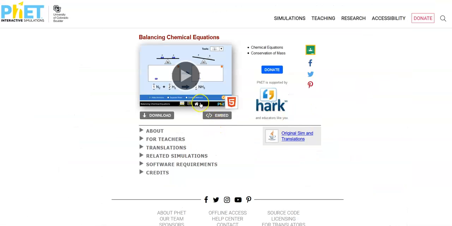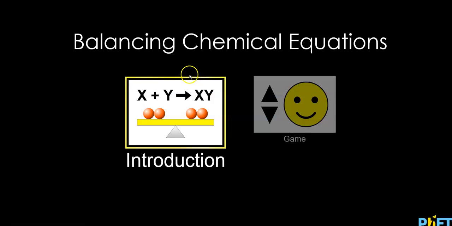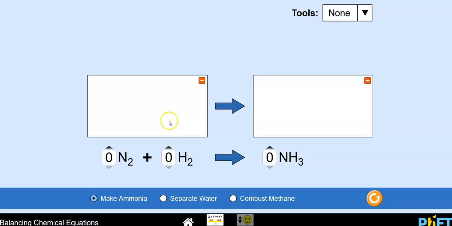This is something people maybe struggle with sometimes, and I think the visualization in the simulation might be able to help out. So entering the balancing chemical equations simulation, we see a couple of choices, an introduction and a game. Let's go into the introduction first. Right here we've got an equation, with some coefficients out in front of each of the reactants and the product. We want to try to balance the equation. So let's start by just putting one of each of the molecules in and see where we stand.